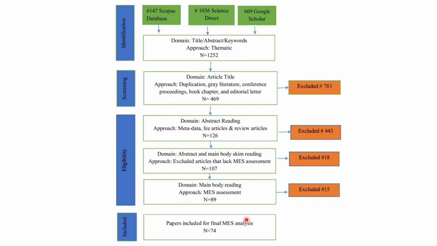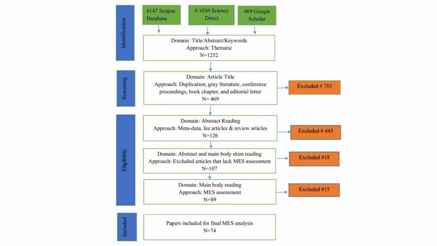This is basically the PRISMA approach. You can see that this is a sample, like 147 papers in Scopus database, and then 1000-some papers in Science Direct and 69 papers in Google Scholar. And then you can see the total number. And then after going through the title and maybe abstract, you are excluding these many papers. Fine, and similarly the rest of the steps will be followed. Finally, you can see that only 74 papers are included from these many papers. So this is an example.